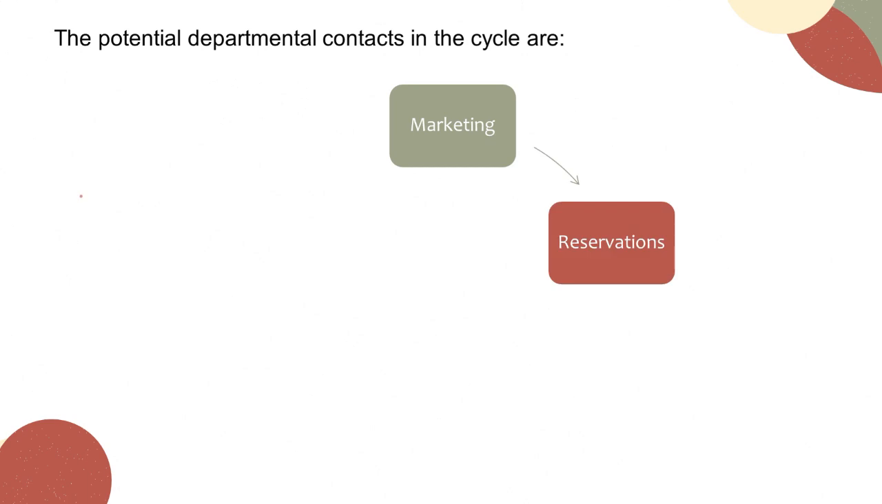So, what are the potential departmental contacts na matatagpuan natin sa operation ng isang hotel? So, first one is the marketing. So, as mentioned a while ago, ito na nga yung mga concerns with regards sa advertising methods, sa mga incentive promotion, how are we going to conduct survey sa ating mga guests.